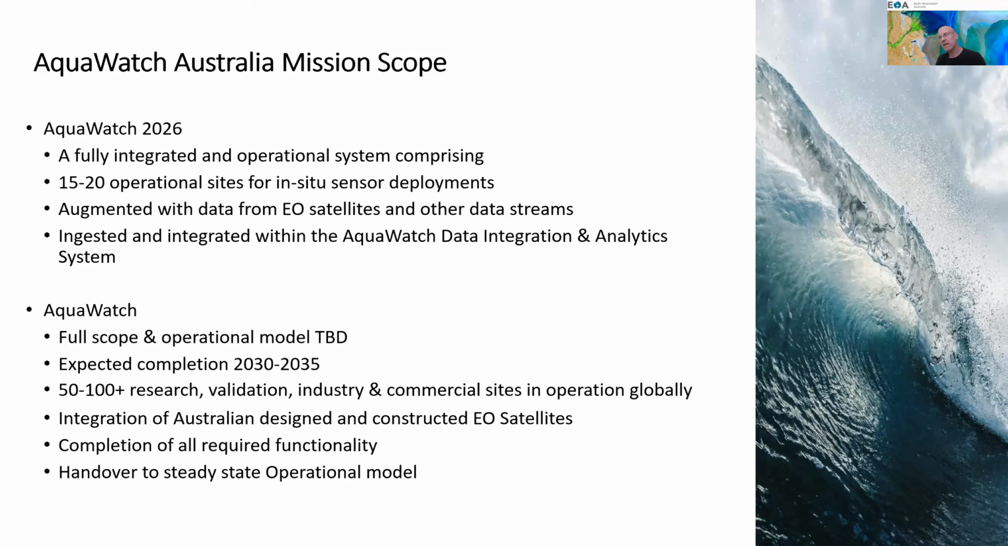What we're looking at really over the next few years is the development of AquaWatch to an operational system, an initial operational system by the end of 2026. And we've given it the name AquaWatch 2026. In that time frame, we hope to establish around 15 to 20 operational sites with in situ sensor deployments. We're targeting a cross-section of Australian states and territories, a cross-section of end user groups and user applications.